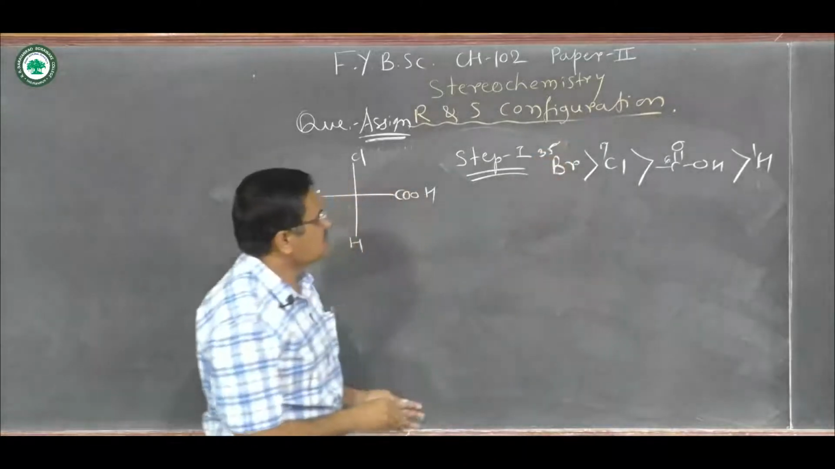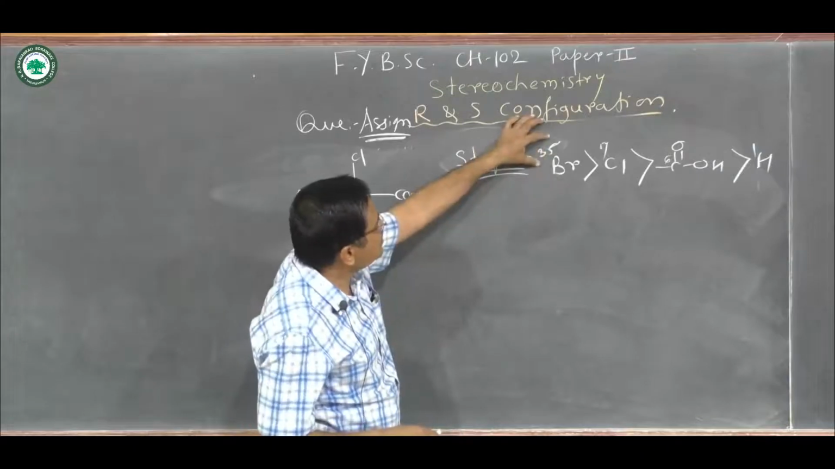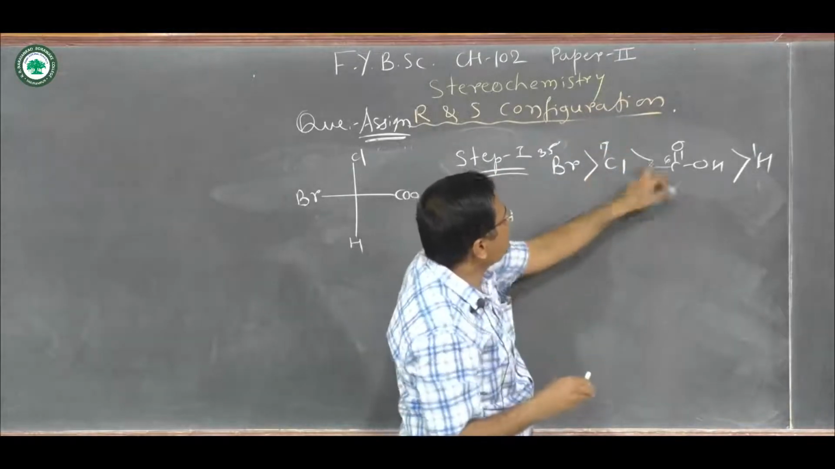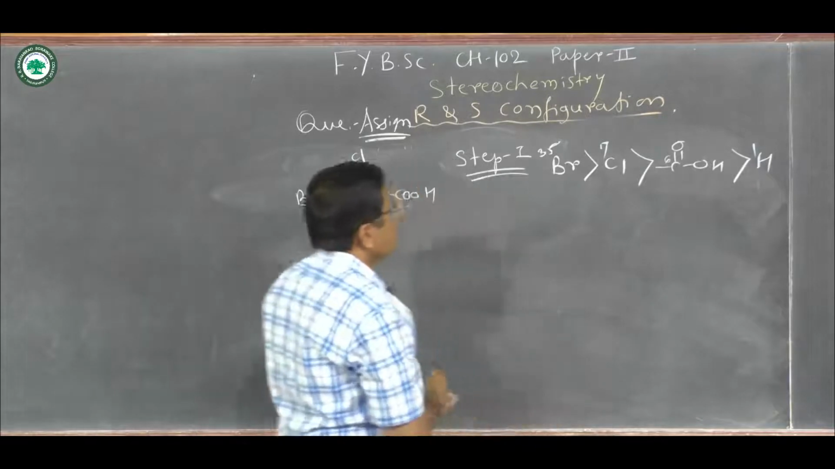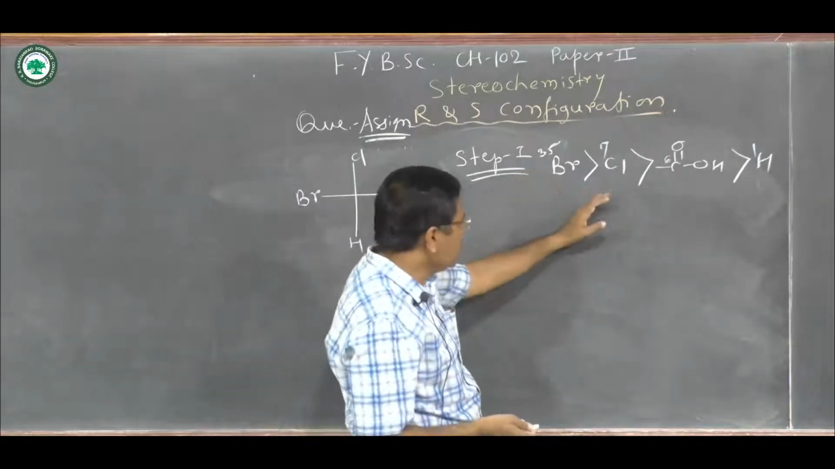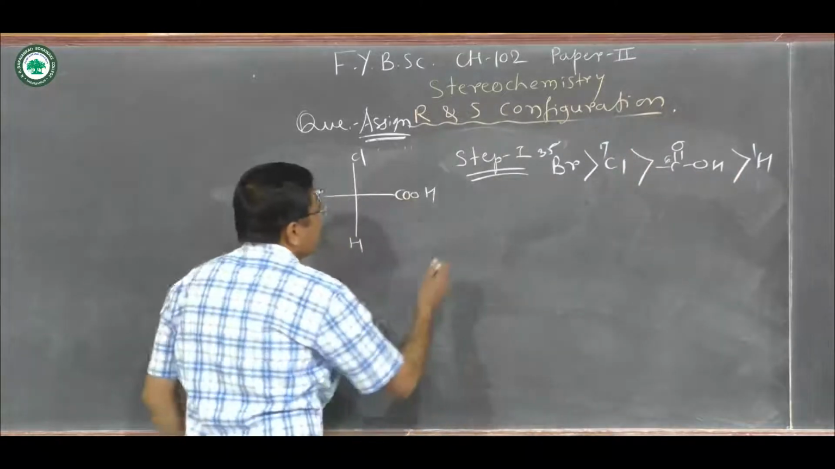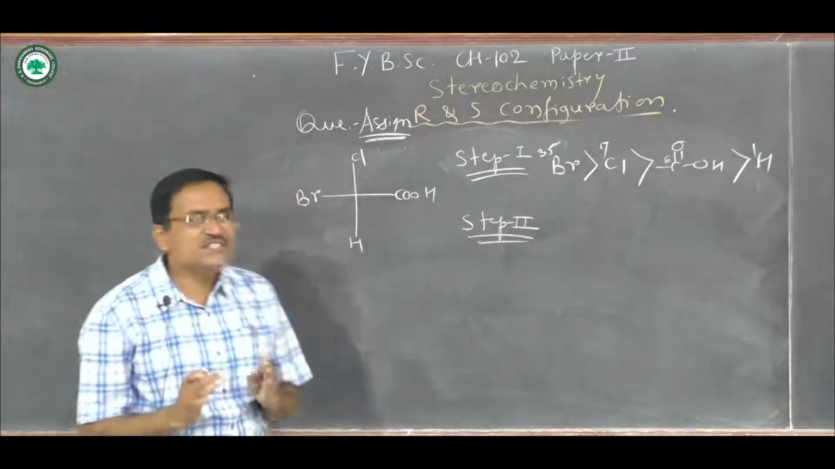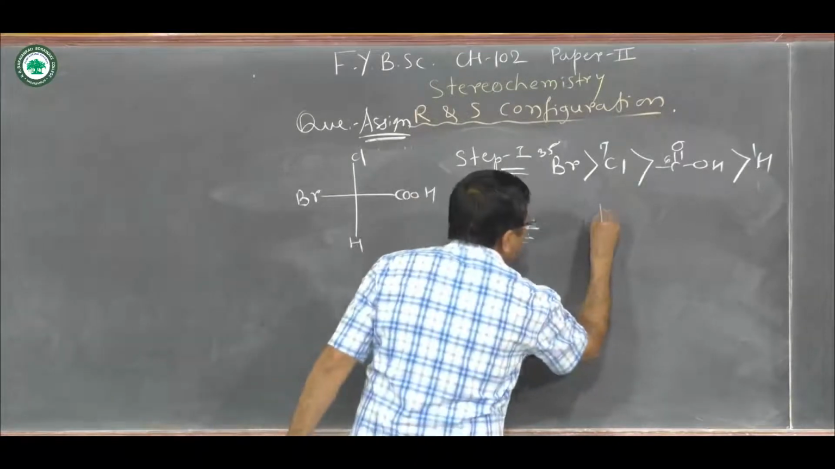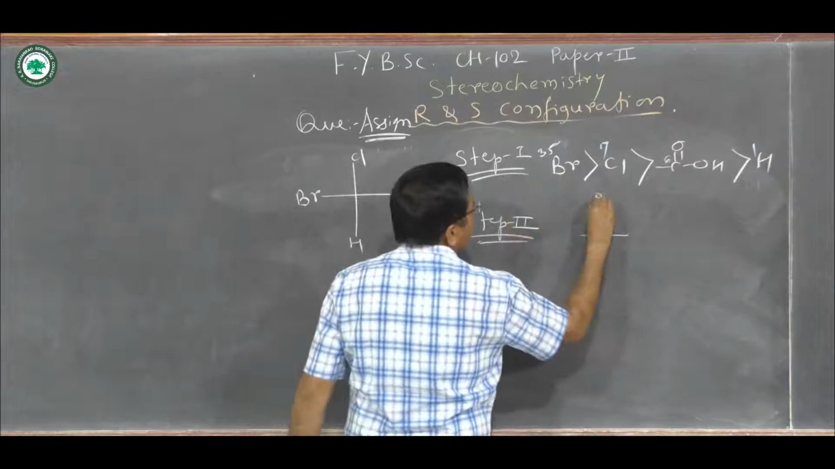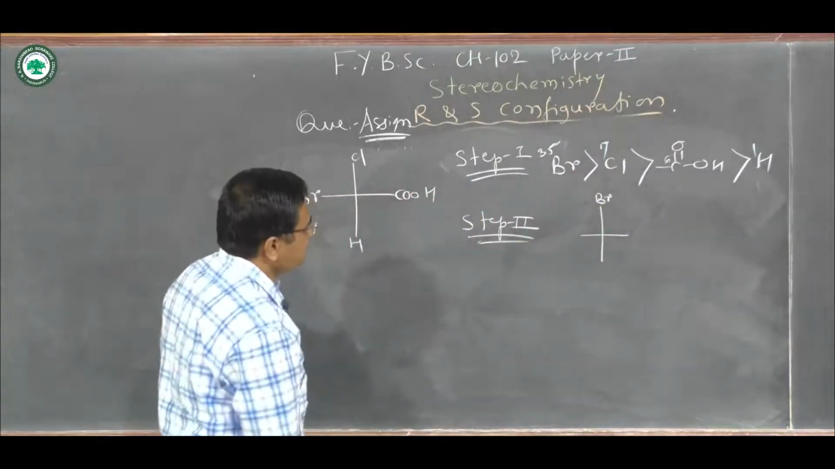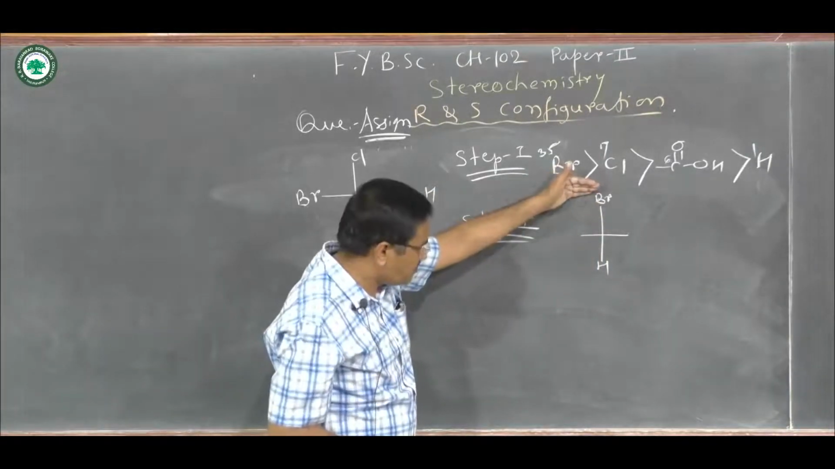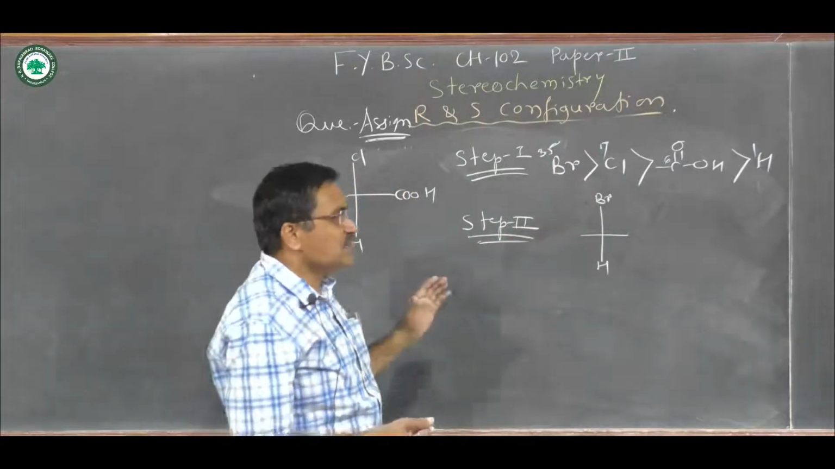I repeat these steps. Here bromine has the highest priority because it has atomic number 35, chlorine has 17, carbon has 6, and hydrogen has 1. So bromine, then chlorine, then COOH, and then H. Okay, then step second. In step second, we arrange these substituents like this way. This Br should come at the top position, and hydrogen is arranged at the bottom position. For arranging this Br at top and hydrogen at bottom, we make even interchanges.